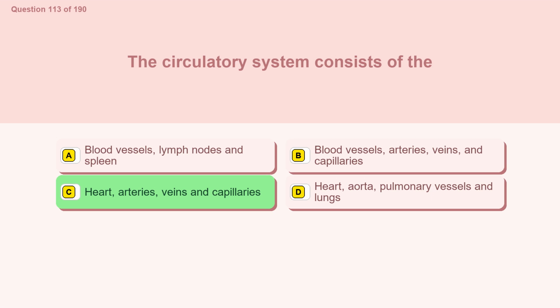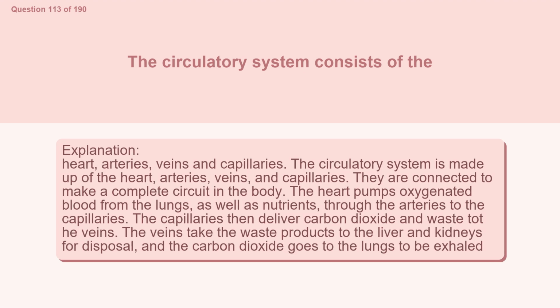The correct answer is option C, heart, arteries, veins, and capillaries. The circulatory system is made up of the heart, arteries, veins, and capillaries. They are connected to make a complete circuit in the body.